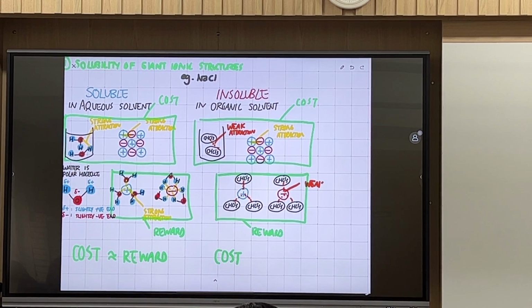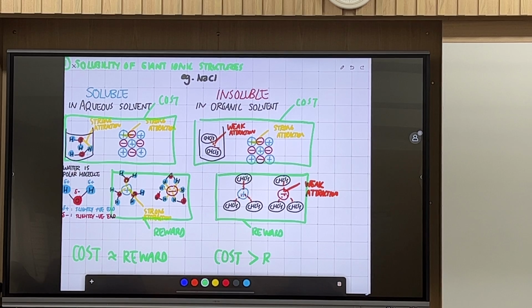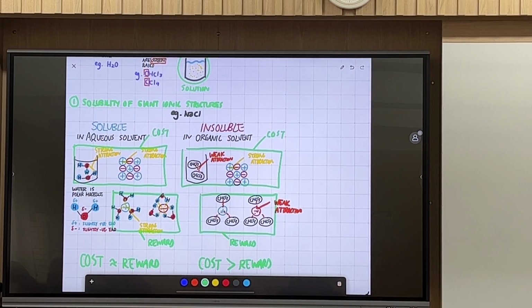So these are weak attraction. So it's not able to cover the cost. So we say it will not be soluble. Now, I know this may sound a little bit complicated, but at the end of the day, you will just need to know that ionic structures are soluble in aqueous solvent and that they are insoluble in organic solvent.